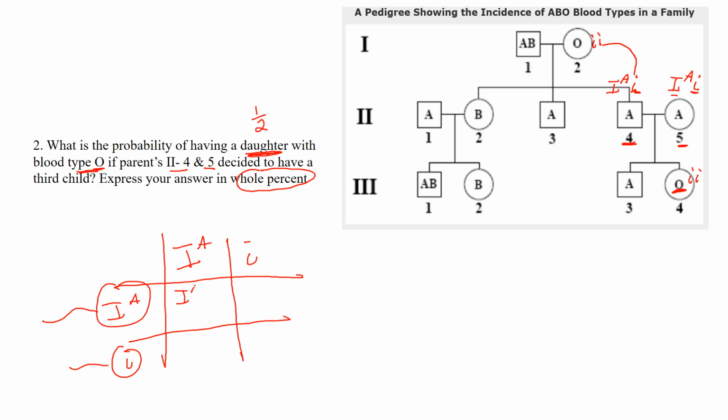Bring them together, and we'll determine how many of these are going to have O blood. Well, that's A blood, so that's not one of them. I A, little i, well, that's A blood. I A, little i, that's A blood. And little i, little i, that's O blood. Out of the boxes, only 1 out of 4 of them are going to have O blood type.